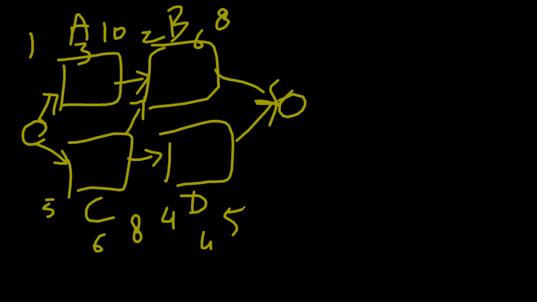The extreme right is the pessimistic value, 10, and the middle value is the most likely. So first calculate the value of estimated time for each one of them and the value of S for each one of them.